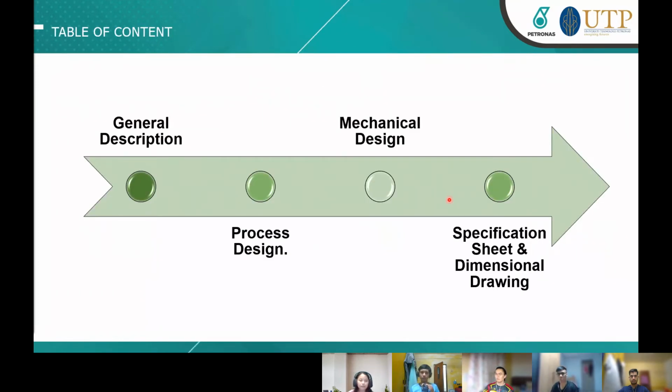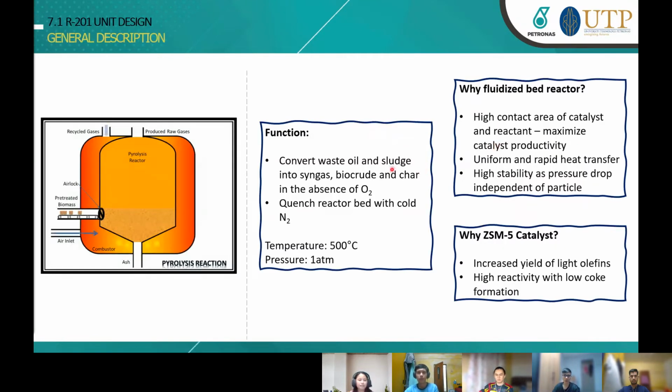Here is an outline of my presentation, where I'll briefly go through the general description of reactor R201, followed by sample calculations for process design and mechanical design, and then illustrate the final products, which are the specification sheet and the dimensional drawing. The function of reactor R201 is to convert the waste oil and sludge into syngas, biocrude, and char. The thermal decomposition reaction is carried out at 500 degrees Celsius and 1 atm in the absence of oxygen. The reactor bed can be quenched using cold nitrogen gas.